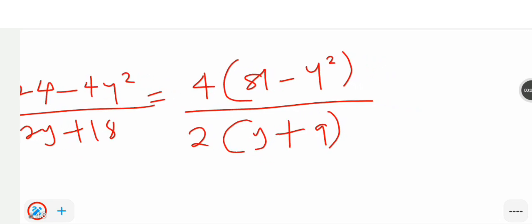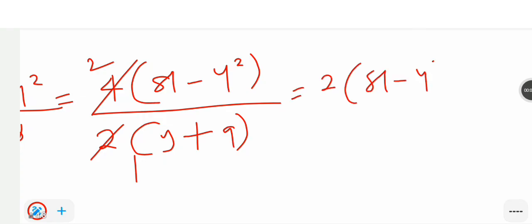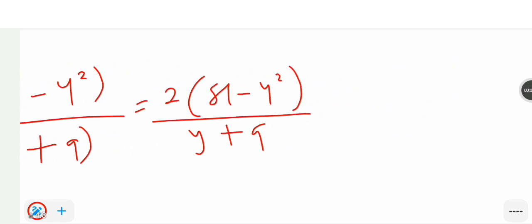So from here, you can pick your answer. 2 cancel here, 2 in 4 will give you 2. So you have 2 into 81 minus y squared divided by y plus 9. This is not the final answer, but if you look at the top, you see a difference of 2 squares is here, because 81 is the same thing as 9 squared. So you can write it like this: 2 into 9 squared minus y squared.